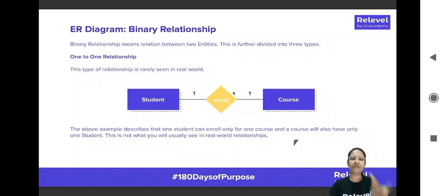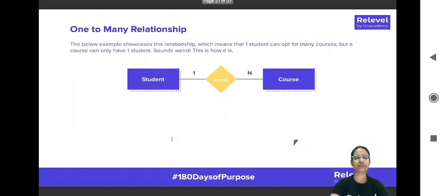But here, just for representation, we have seen that when we represent a binary relationship, that means it has two entities only, right? And the relationship between two entities can be of many types. The first of them is one-to-one. Okay, wherein one student can be a part of only one course and a course will also have one student itself. All right. But usually this is not what we see in real world relationships, as mentioned over here. Okay. Next we have one-to-many relationships.